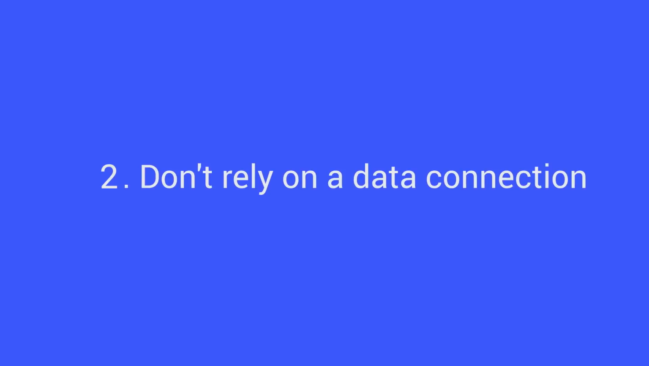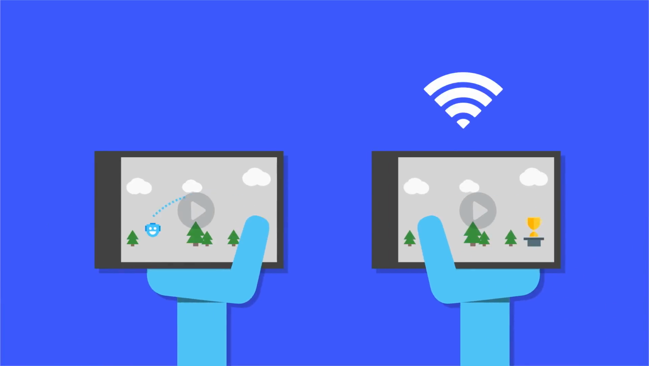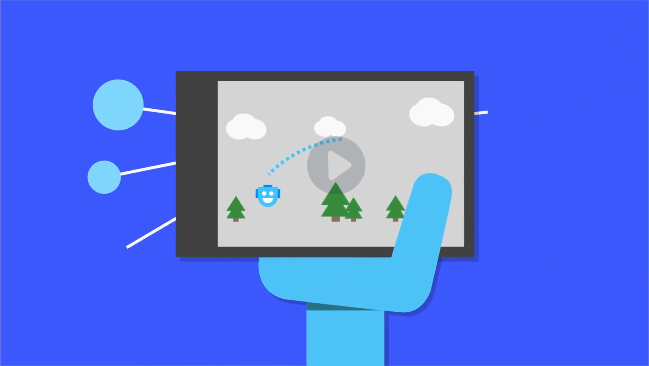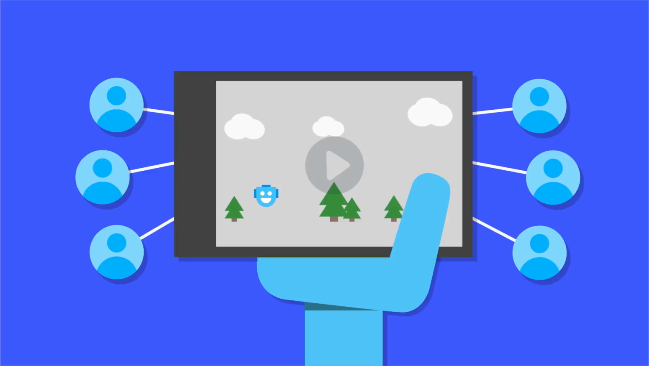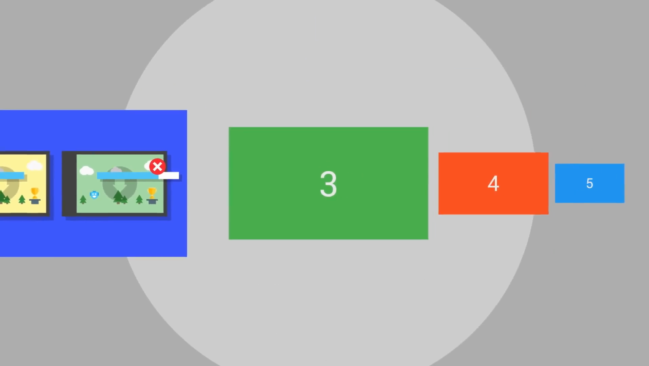Don't rely on a data connection. Cheap, reliable data connections aren't yet available to everyone. A game that continues to run without a data connection can dramatically increase its potential audience. Make your game's installation package as small as possible. Users sometimes skip installing big games due to device memory or bandwidth concerns.